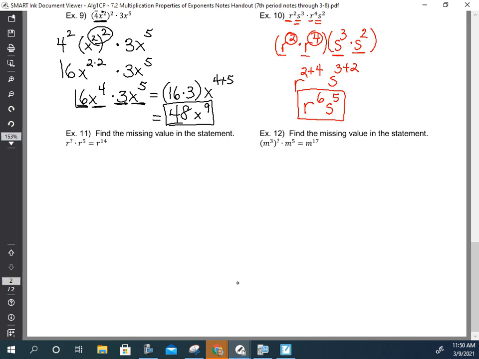All right. So it says find the missing value in the statement. R to the question mark times R to the fifth equals R to the 14th power. So the question mark is what we're missing. So if we don't know something, we give it a variable.